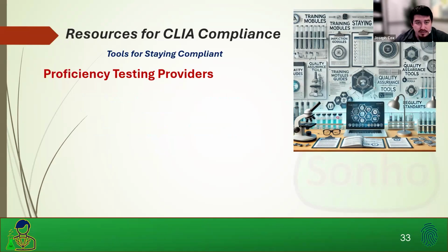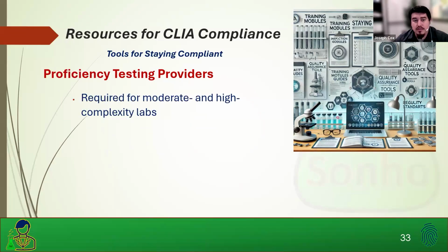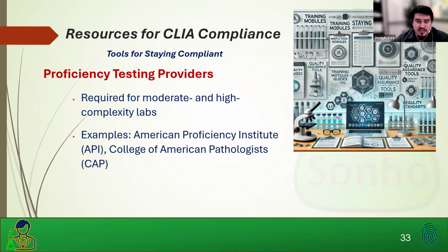And proficiency test providers. This is required for moderate to high complexity labs, though it is recommended for waived testing to have proficiency testing. It is not required. Some examples of proficiency test providers are API, the American Proficiency Institute, and CAP, the College of American Pathologists. API has a ton of clinical chemistry, so it has a ton of blood resources: blood, serum, urines, as well as infectious testing, UTI, STI, and wound, as well as non-fungal.